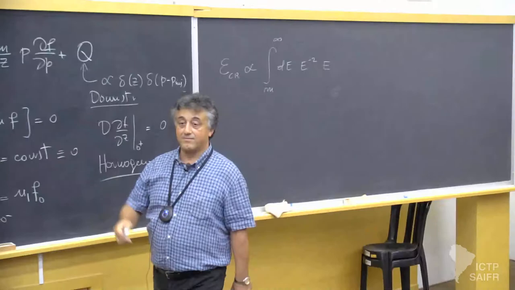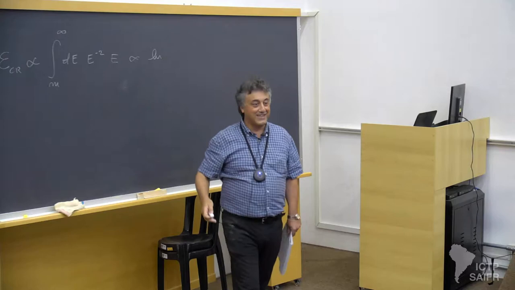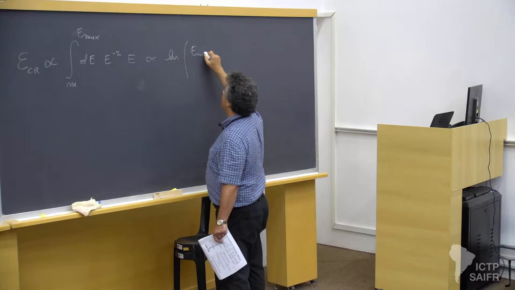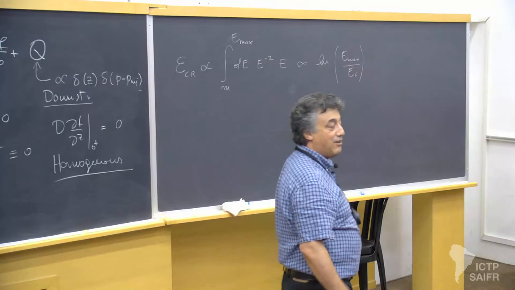So what is this? Well, this is diverging, right? Well, of course, you can say, well, yeah, but maybe here it's not infinity, it's some Emax. Yes, so this is the logarithm of Emax over E0. But that number, how does it compare with how much energy I have in my box? How much energy can I possibly transform into cosmic rays in this box?